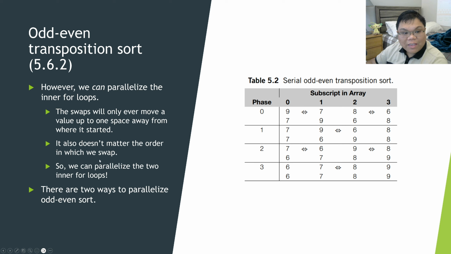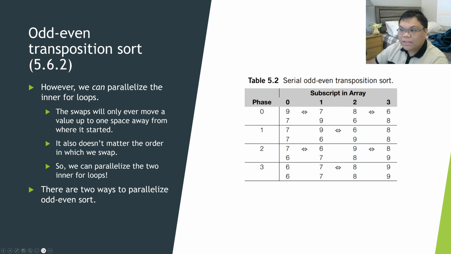Therefore, we can parallelize the inner for loops. However, there are two loops. That's because we have the swap to the left loop and the swap to the right loop. So whatever solution we have to parallelize this, we need two loops to be parallelized.